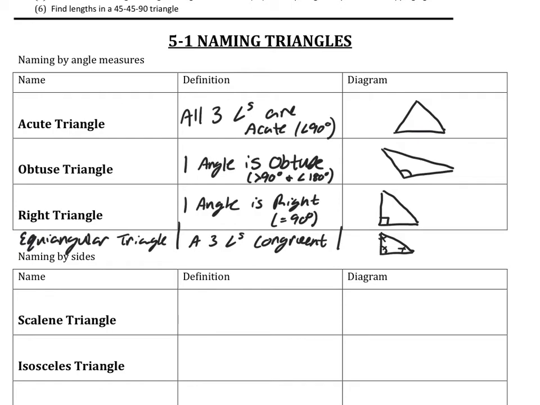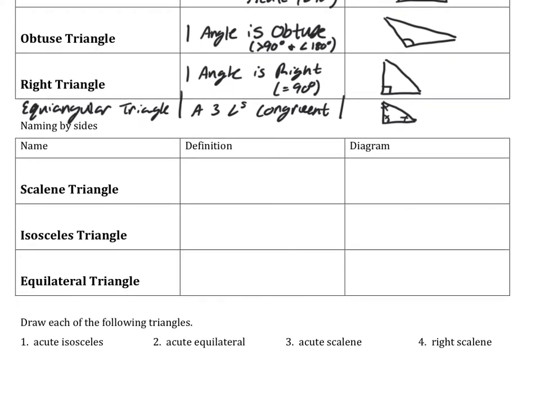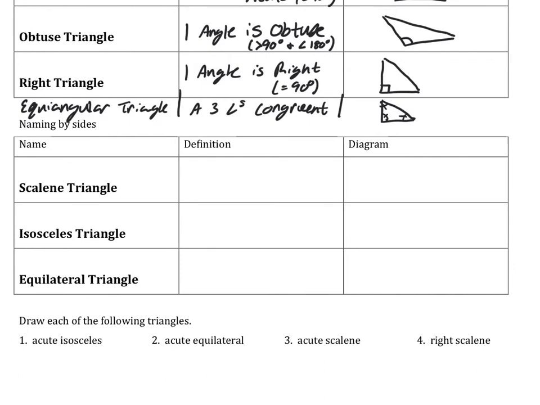So let's take a look at how we can name triangles based on sides. So the first thing we have is called a scalene. This is where no sides are congruent. So if you want to think about drawing this triangle, we might have a triangle that looks a little bit like this, and if we were to place congruency markers on them, every single side would have a different number of tick marks because none of them are the same.